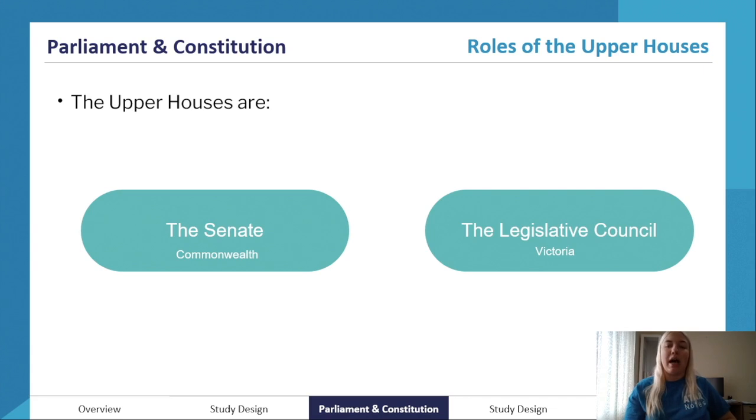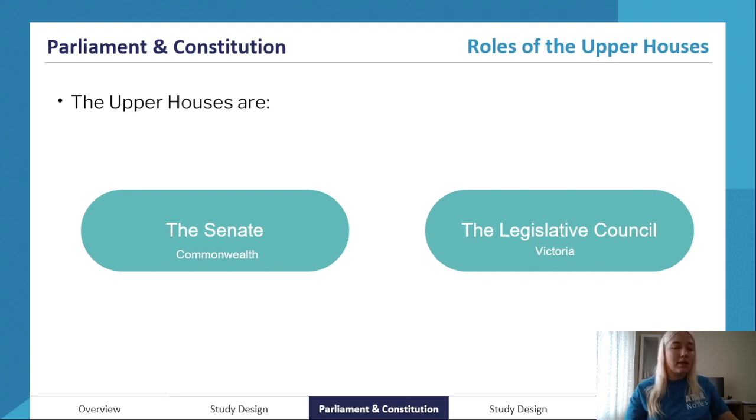Now for the roles of the upper houses. What I'm trying to point you guys towards is that it's much easier to do well if you just categorize and remember which roles of the lower and upper house overlap and which roles are distinct and different between each house. So that's how I recommend studying for this.